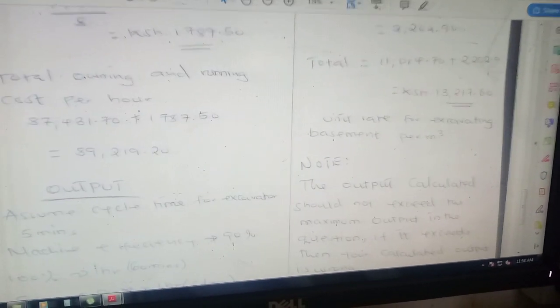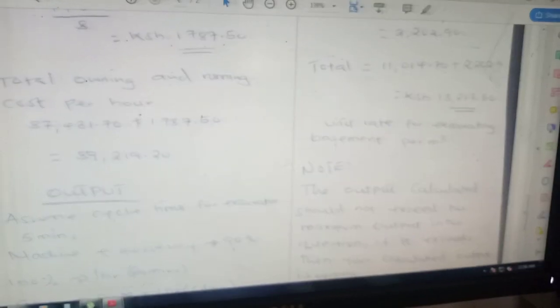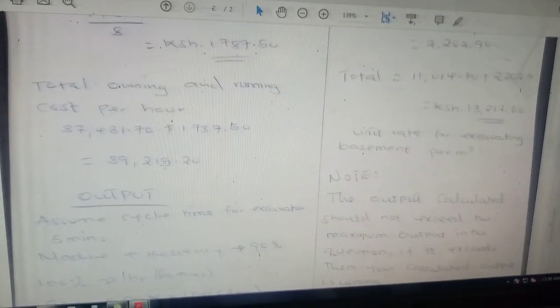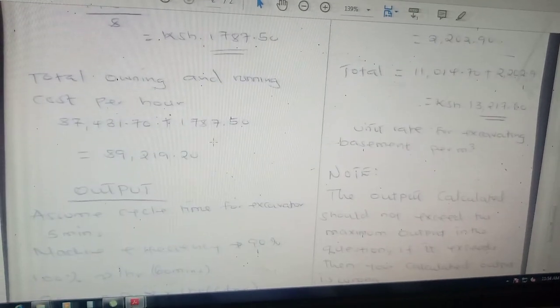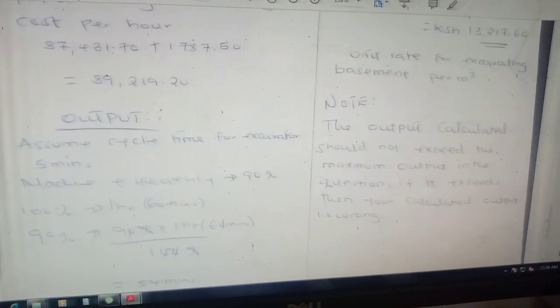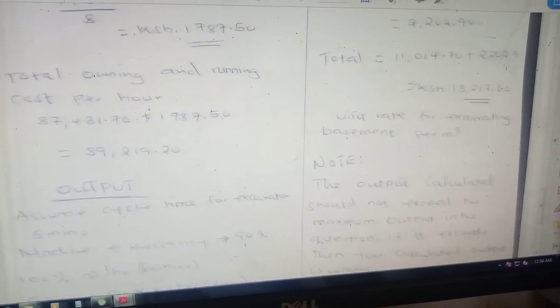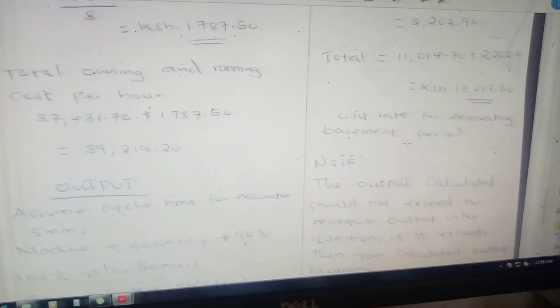If you remember, our owning cost, let me just show you, it is 89,219 per hour. So the output also is per hour. Our output is also per hour.